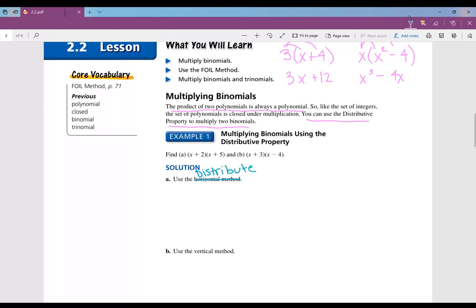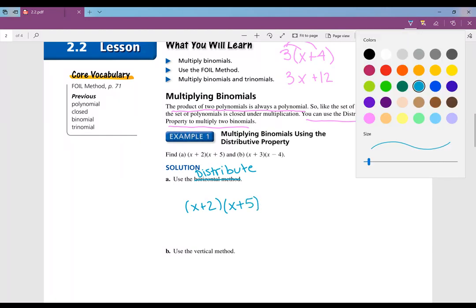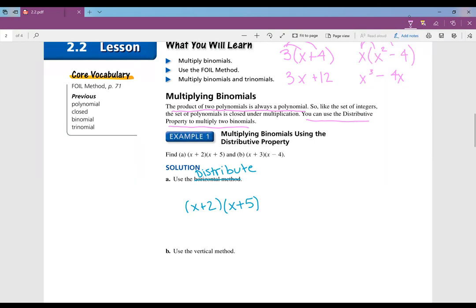Okay, so we're going to multiply x plus 2 times x plus 5. So the way that we're going to do this is we're going to look at our first polynomial, that x plus 2, and we're going to distribute the x to both things in the second polynomial. So it's going to go to the x and the 5. So x times x will give us x squared, and x times 5 will give us 5x.